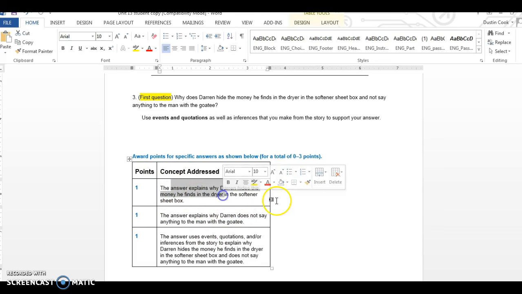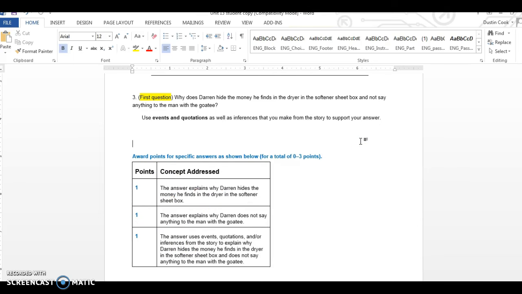Does your answer explain why Darren hides the money? If yes, you get a point. Does the answer explain why Darren does not say anything to the man with the goatee? If yes, you get a point. Do you use events and quotations and so on and so forth? If yes, you get a check. So that's basically how I'm going to be grading this.